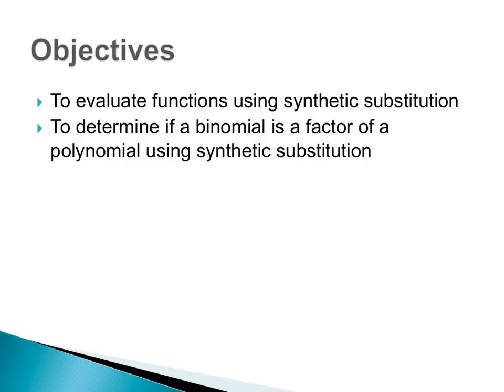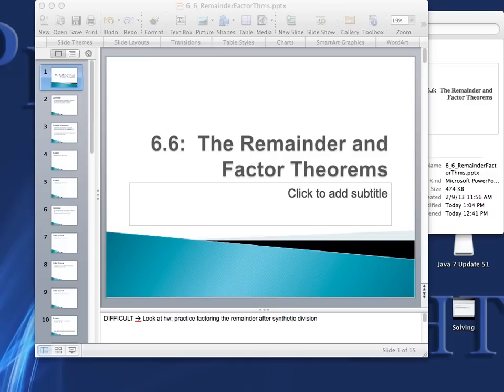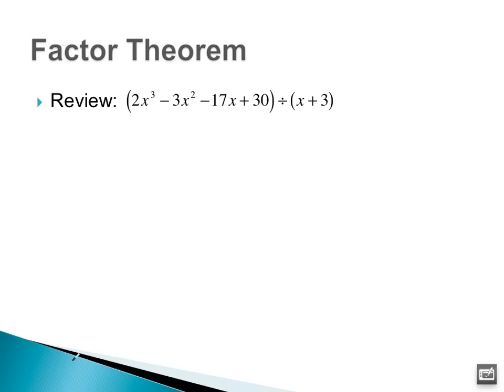Now we are going to determine if a binomial is a factor of a polynomial using synthetic substitution. So again, we're using synthetic substitution, but we're going to be adding on a little bit. So this is a review. We want to divide these two polynomials. So if we have x add 3, I want to put in -3 in the box. My coefficients are 2, -3, -17, and 30.